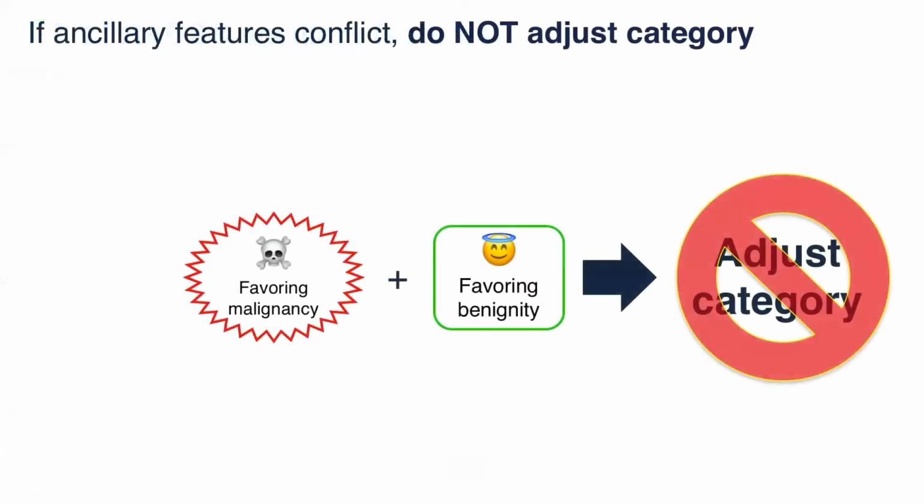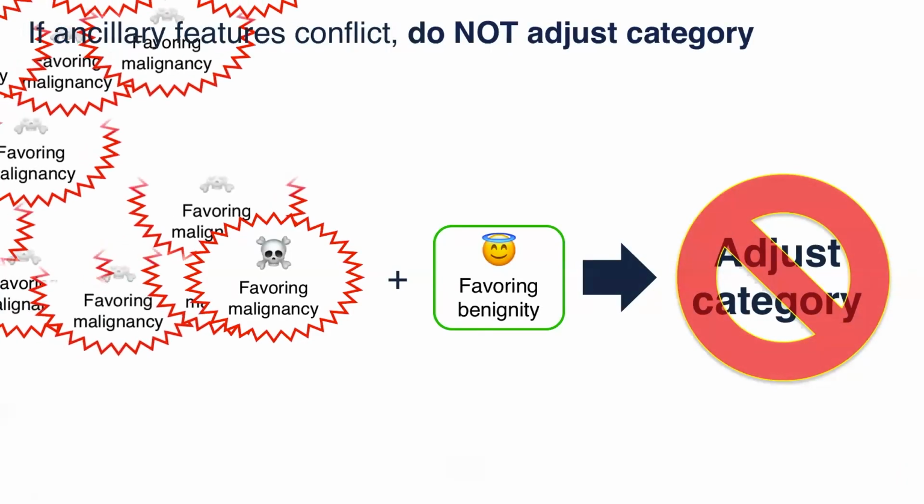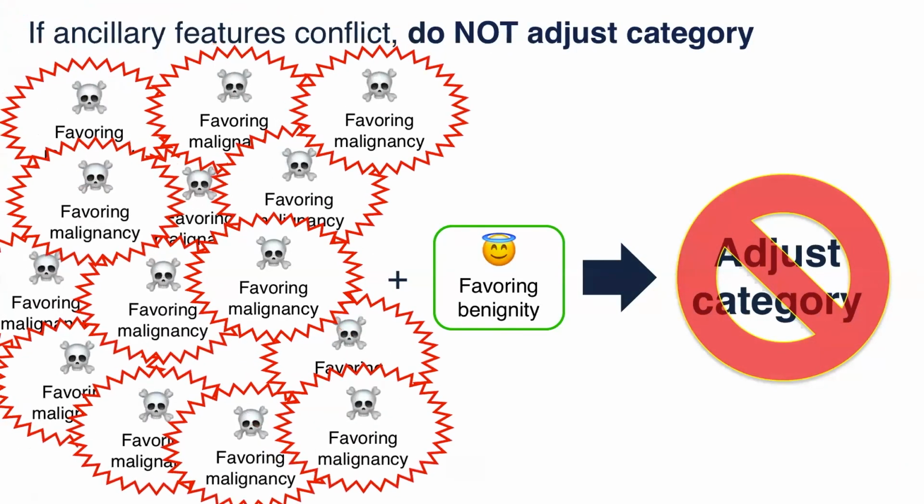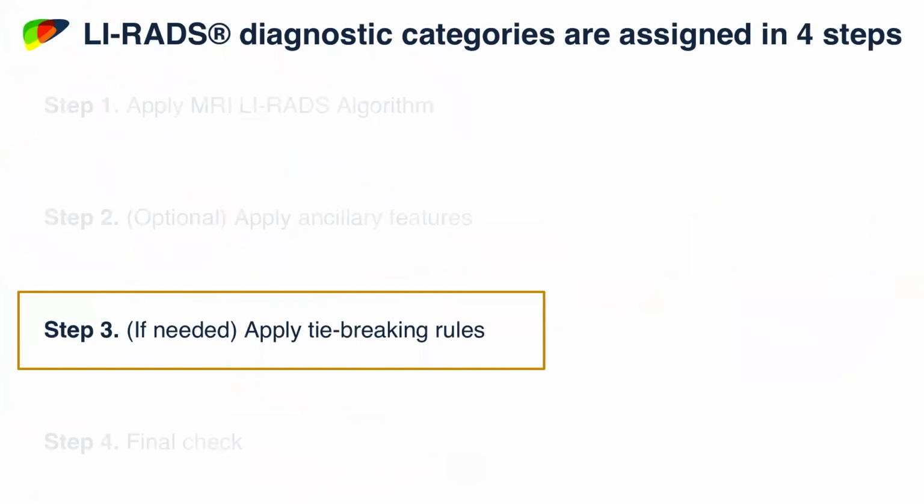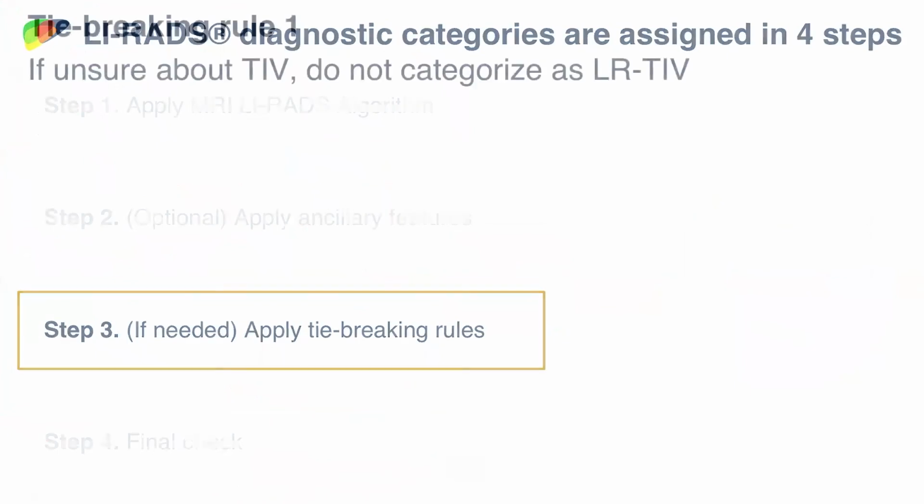Now, if ancillary features conflict, do not adjust the category. So if I have one ancillary feature favoring malignancy, and I have one ancillary feature favoring benignity, do not change the category. Even if I have 10 ancillary features favoring malignancy, do not adjust the category. Even if you have 1 million ancillary features favoring malignancy, if you have just one favoring benignity, do not adjust the category.